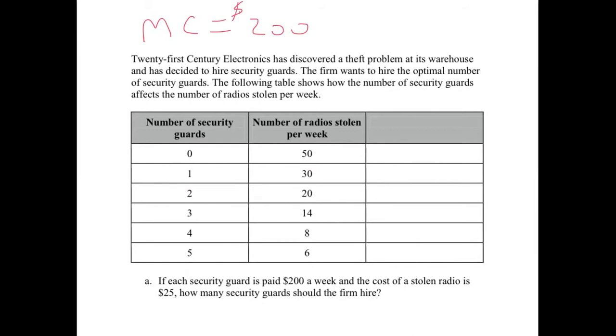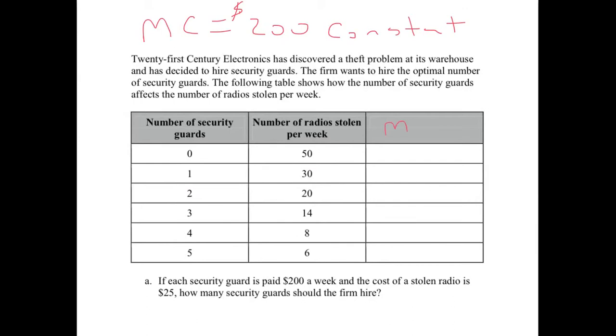Now don't confuse marginal and total. If we hire 3 security guards, the total cost would be 3 times 200, $600. But each additional security guard adds $200 in terms of cost. So the marginal cost is a constant $200. So that leaves marginal benefit.